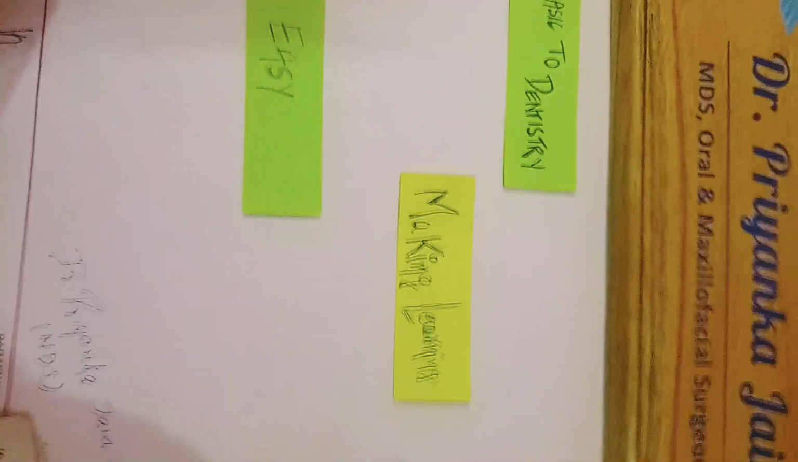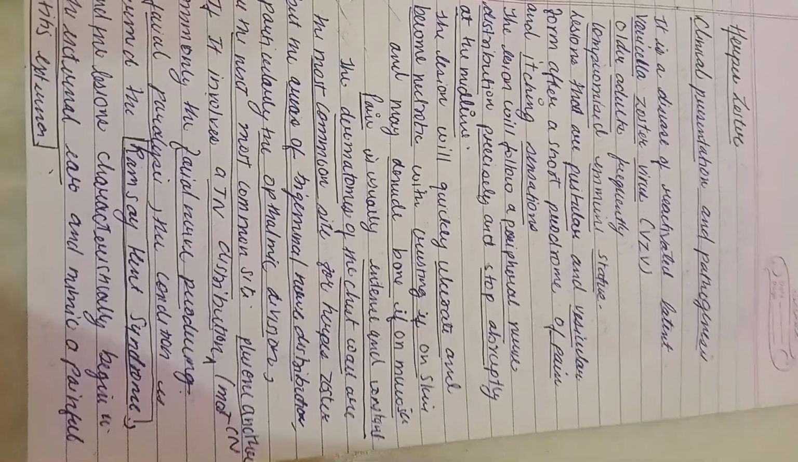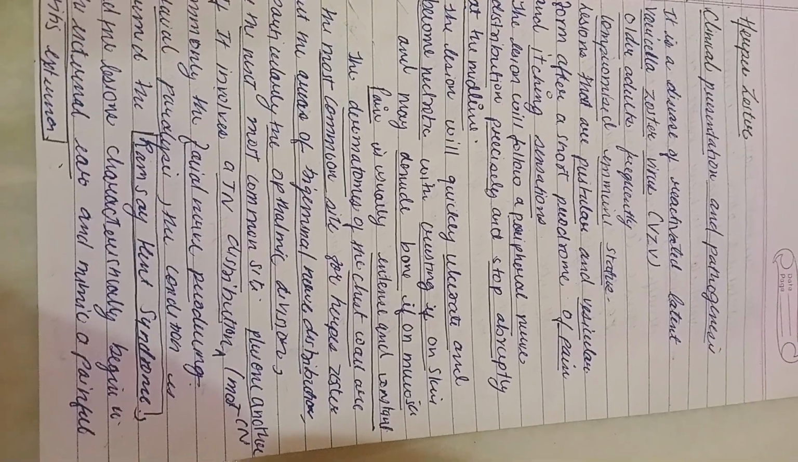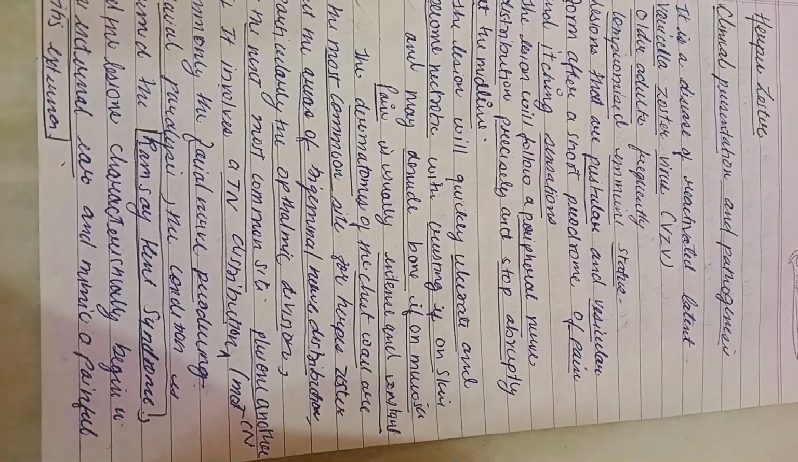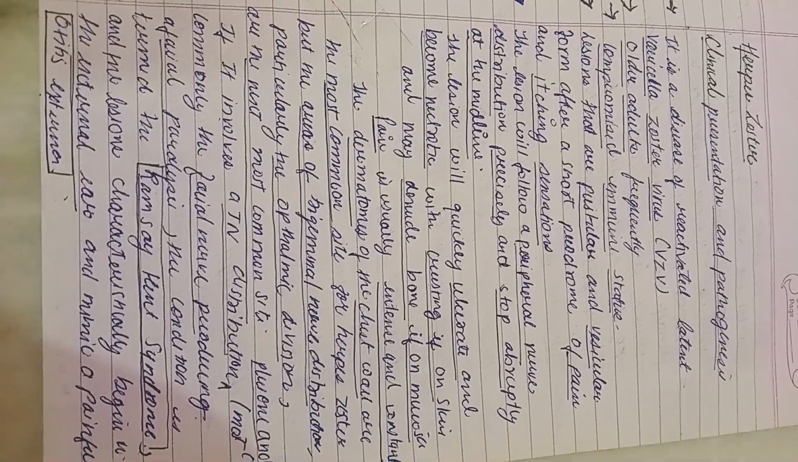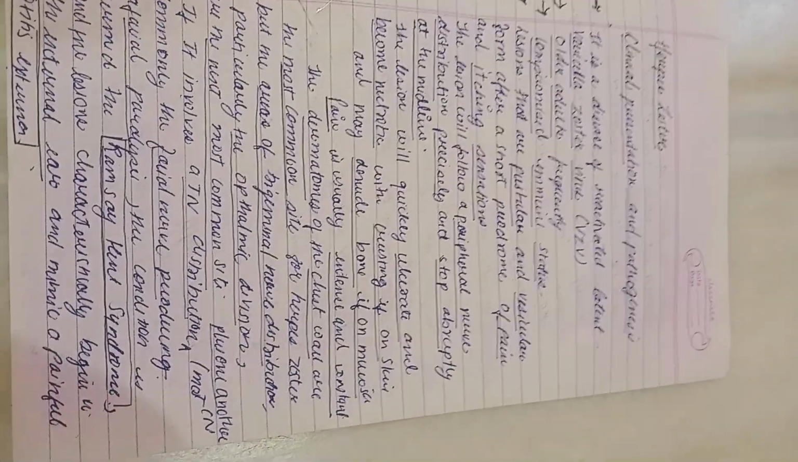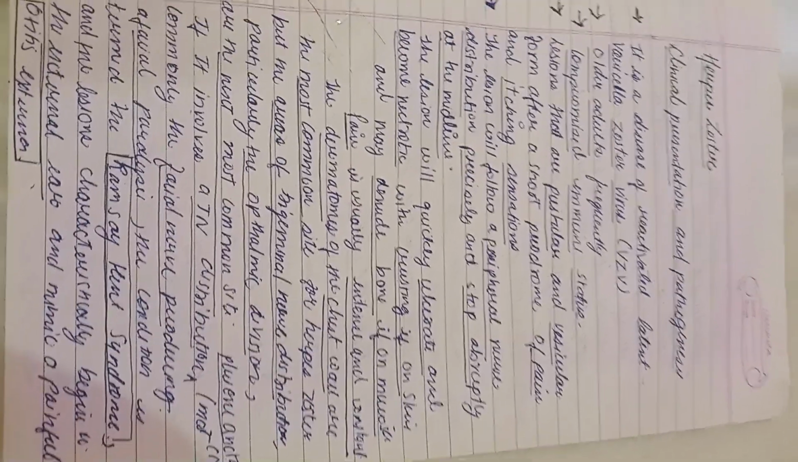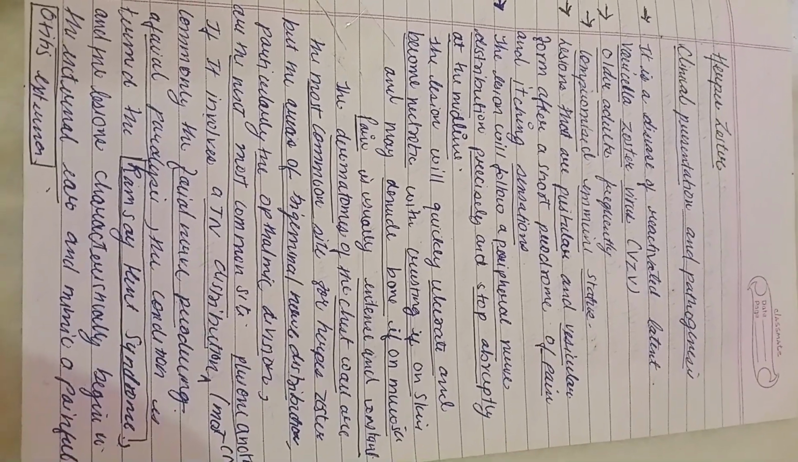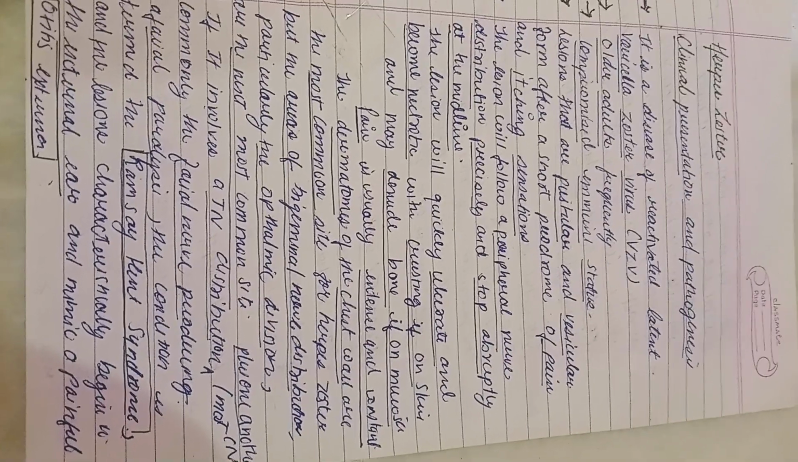Okay, let's start. If it involves a trigeminal nerve distribution plus one other cranial nerve, most commonly the facial nerve, producing a facial paralysis, the condition is termed Ramsay-Hunt syndrome. So, along with trigeminal nerve distribution, if it involves one or more cranial nerves, then most commonly it involves the facial nerve. It produces facial paralysis, the condition known as Ramsay-Hunt syndrome.